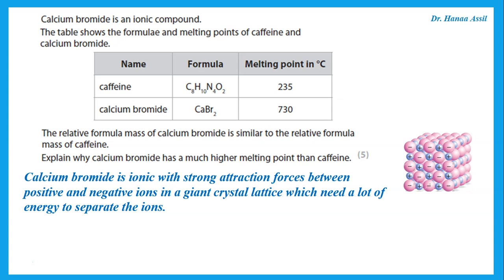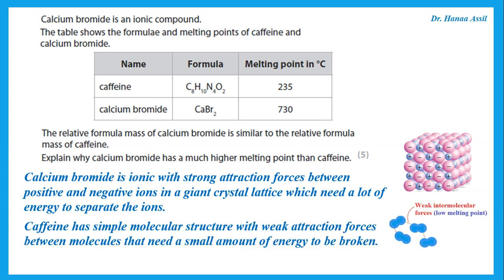Why? Because of strong attraction forces between positive and negative ions in a giant crystal lattice. This needs a lot of energy to separate the ions or to melt the solid. But caffeine, we said, has a lower melting point. That would mean that it has a simple molecular structure with weak attraction forces between the molecules that need a small amount of energy to be broken.